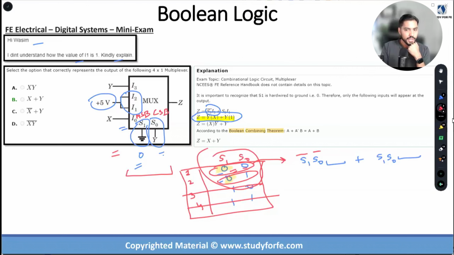So which one will have the hat? S1 or S0? S1 will have the hat. And do we need to do anything with S0? We can leave it as it is. Okay, so you see how systematically we are working through this? When you go through it in a systematic manner, you're not going to make mistakes. I can guarantee you that.